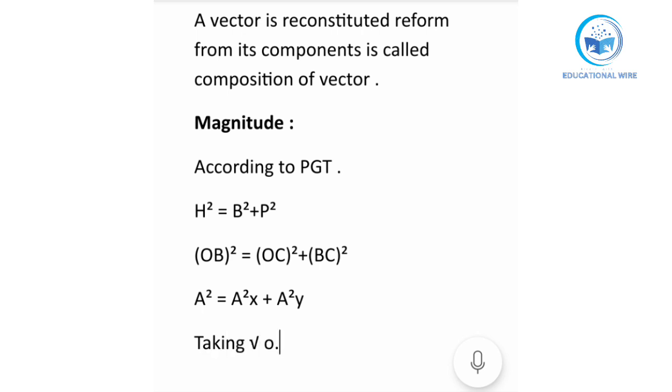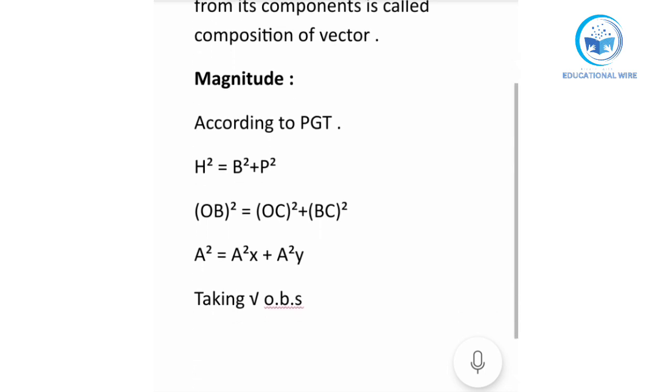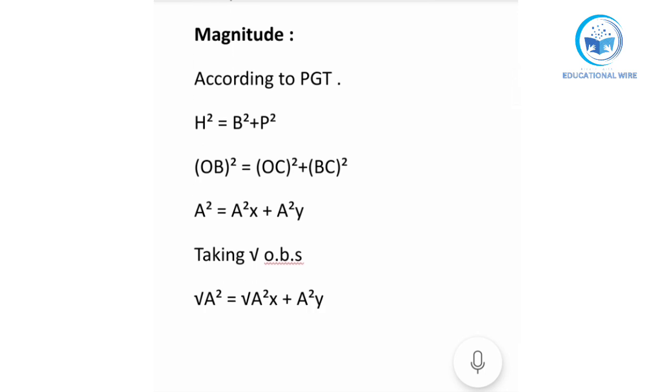Taking radical on both sides. When we take a radical on both sides, we have A on the left, and A square is equal to, again taking radical on both sides, A square X plus, sorry by the way, A square Y. Okay, after that let's move further.